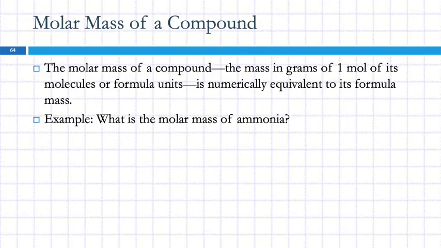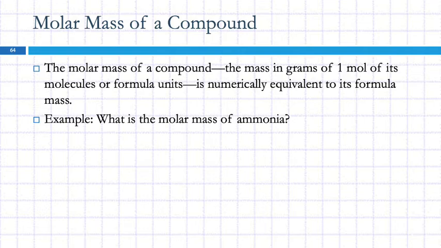That was formula mass. Molar mass. This is the mass of 1 mole of the compound. We've talked about molar masses of elements. It's a mass of 1 mole of atoms. So this is the mass of 1 mole of molecules or formula units. It's going to be the same number as the formula mass. The unit is different. It's grams instead of atomic mass units. And I'm not going to try to trick you with that one. What is the molar mass of ammonia?